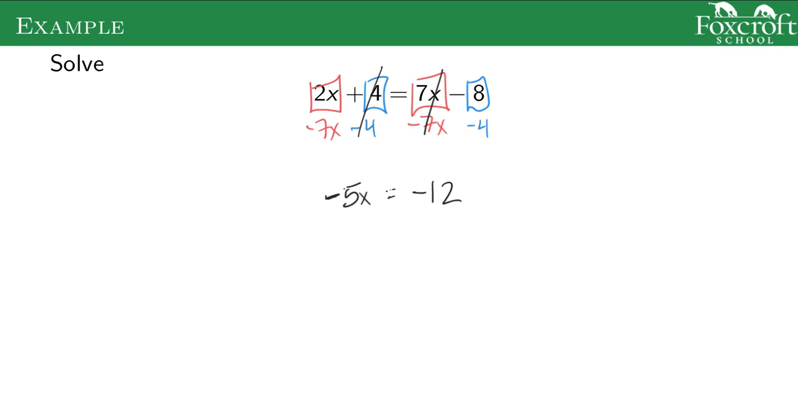And I'm almost there. This x is almost by itself. I just need to get rid of this negative 5 by dividing, because right now it's being multiplied. The opposite of multiplication is division. The negatives cancel, and I get 12 over 5 as my final answer. And don't be scared that you get a fraction as your final answer. It's perfectly acceptable for a fraction to be your answer.